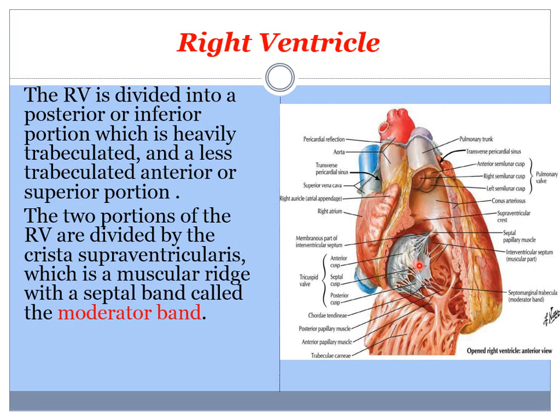The right ventricle is divided into a posterior or inferior portion, which is heavily trabeculated, and a less trabeculated anterior or superior portion. The two portions are divided by the crista supraventricularis, a muscular ridge with a septal band called the moderator band, present in 40% of patients. It connects the interventricular septum to the papillary muscle. The more cephalad portion of the right ventricle is called the conus arteriosus, which leads to the pulmonary trunk.